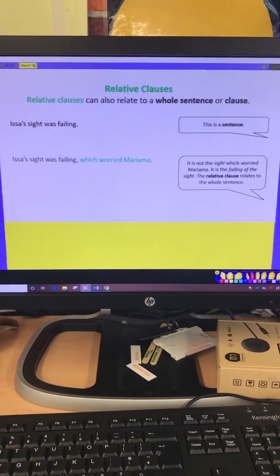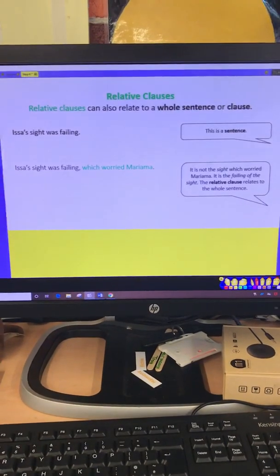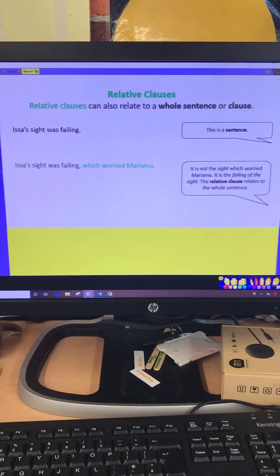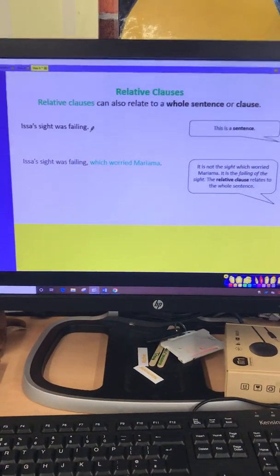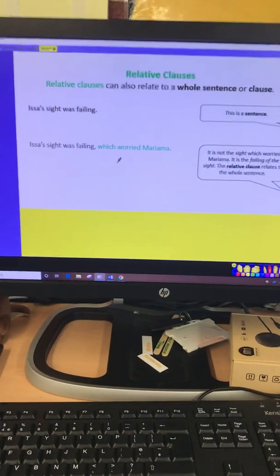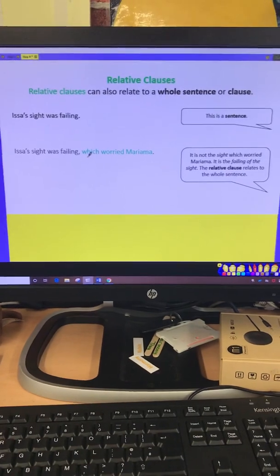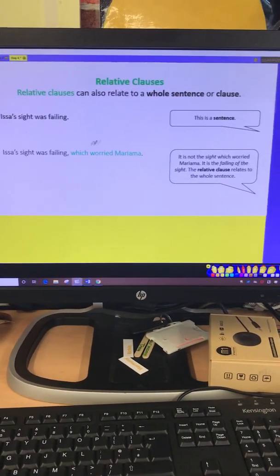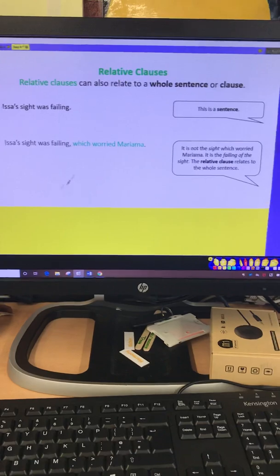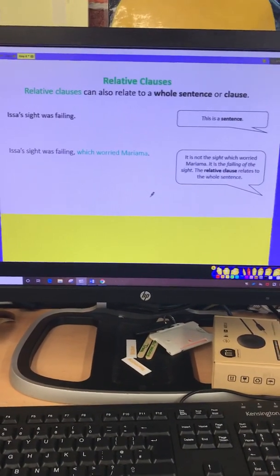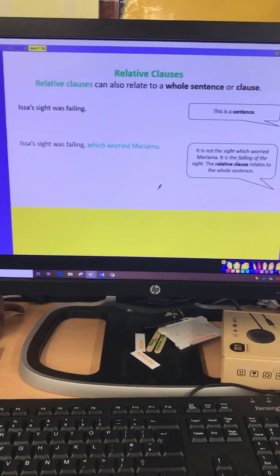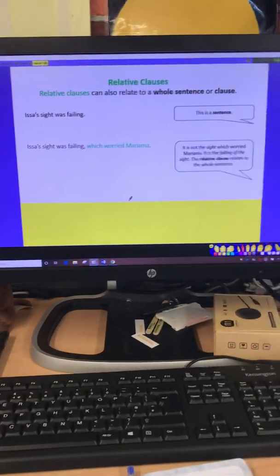Okay, so relative clauses can also relate to a whole sentence or clause. Isa's sight was failing is a sentence, it's our main clause. The relative clause we've added is which worried Mariama. Now that's actually relating to the whole clause. It's not the sight which worried Mariama, it's the failing of the sight. Okay, so sometimes our relative clauses can relate to the whole sentence.